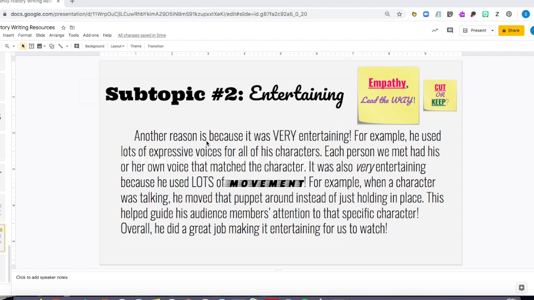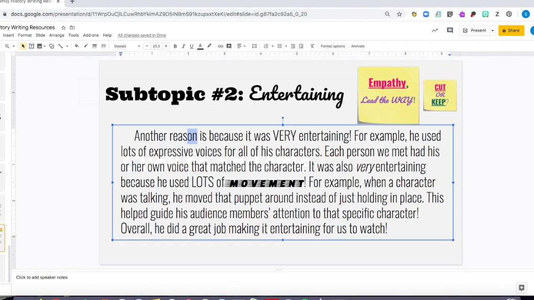Another reason is because it was very entertaining. Already I have so many questions as a reader. Another reason, what, is because it was very entertaining. What was very entertaining? So here, another reason, what? I'm going to add a comment here.